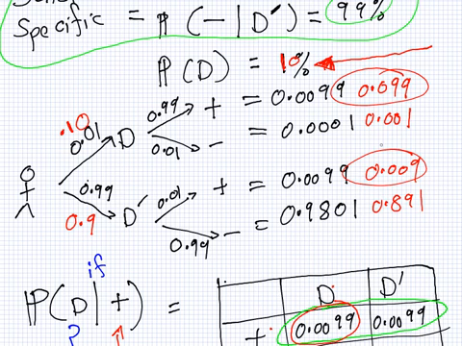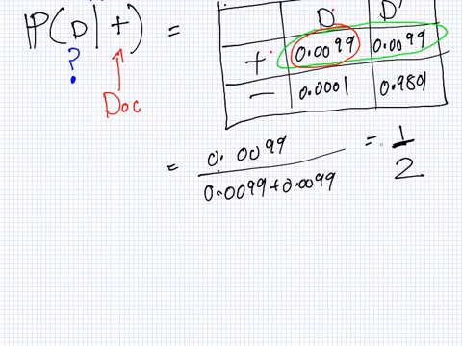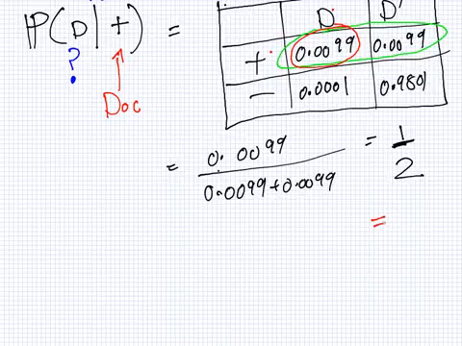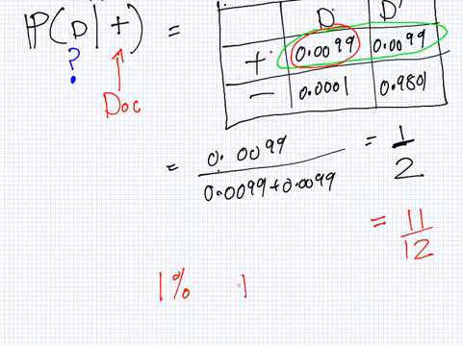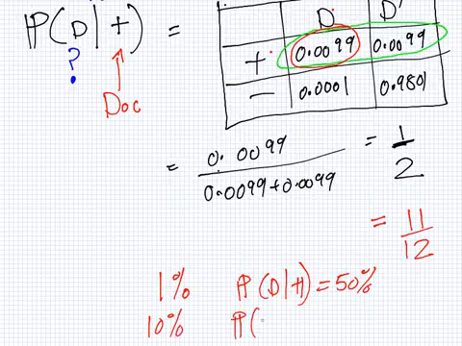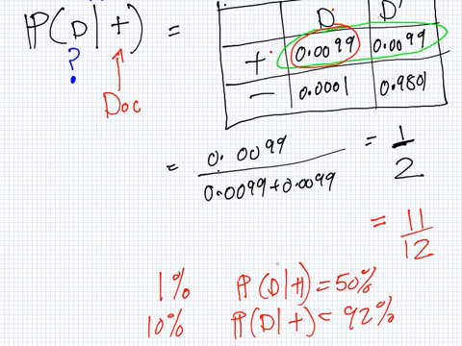So now, if I increase it to 10%, anyone want to have a guess at what they think the probability would increase to? It actually jumps up a lot. The probability jumps up to 11 out of 12 chance that you have the disease. It's a big difference, isn't it? So if only 1% of people have the disease, the probability that you have the disease if the test is positive is 50%. But if 10% of people have the disease, the probability that you have the disease if the test is positive now jumps up to 92%. So it seems very strange to think about it this way, but it does matter how many people have the disease.